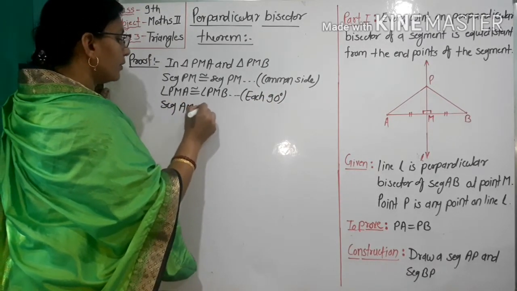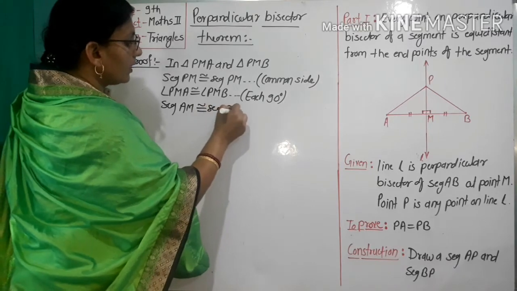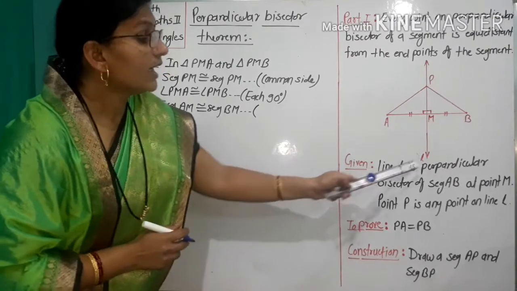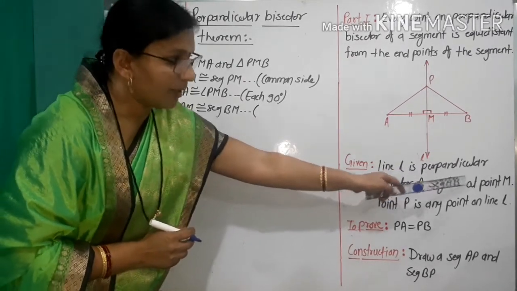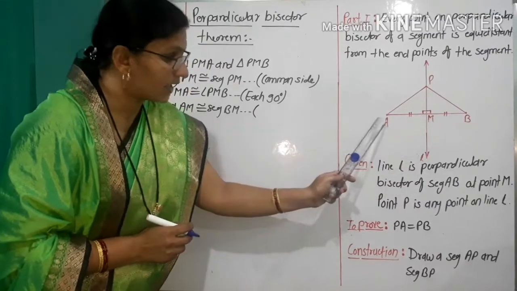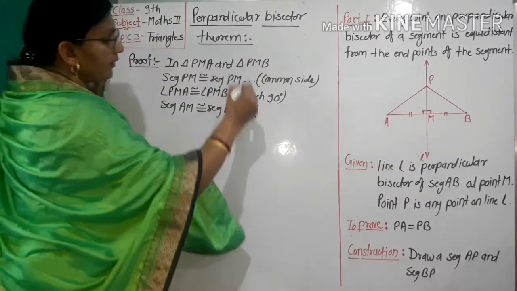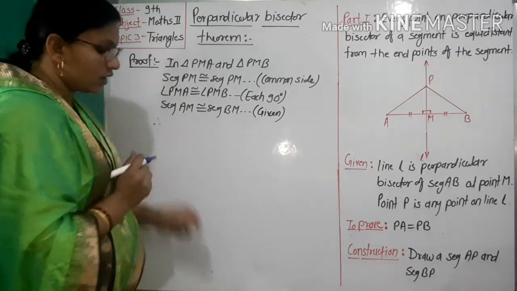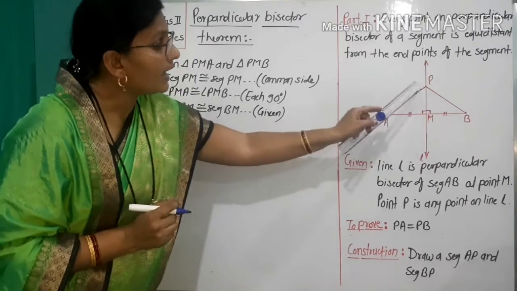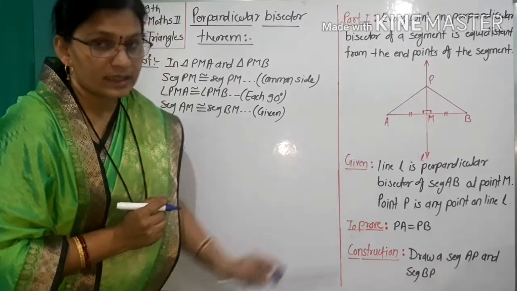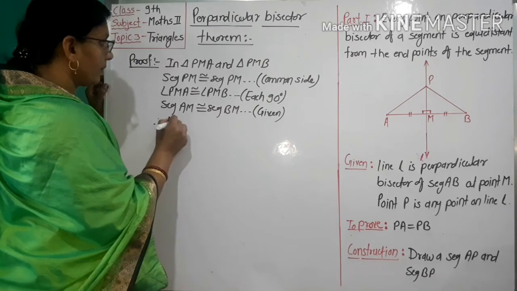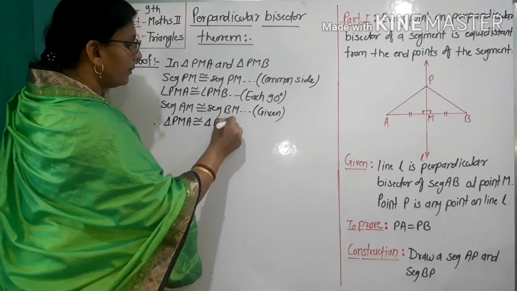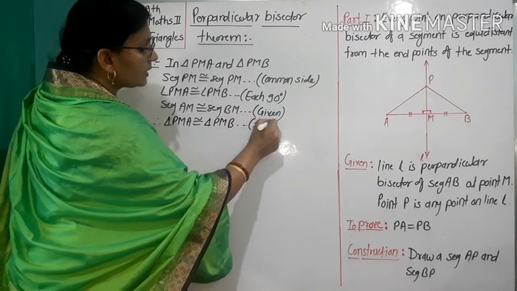Segment AM is congruent to segment BM. Here it is given that line L is the perpendicular bisector of segment AB at point M, which means M is the midpoint of segment AB. So this is the given part, and therefore these two triangles are congruent by the SAS test. So triangle PMA is congruent to triangle PMB by the SAS test.